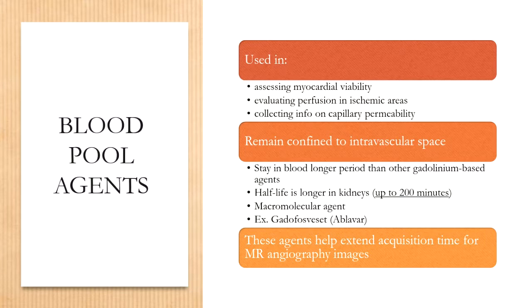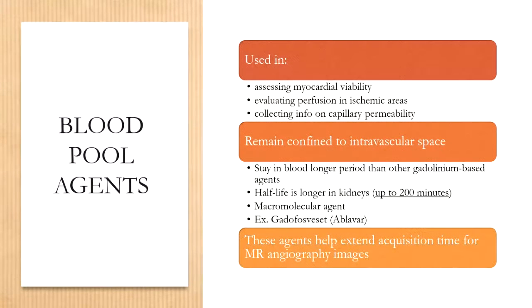any type of strokes or bleeding, as well as any kind of permeability issues with capillaries. So blood pool agents actually stay in the intravascular space, and they stay there longer periods of time than gadolinium-based agents. Their half-life is a lot longer in the kidneys, for instance. It takes about 200 minutes to reach the half-life, longer than other T1-based imaging agents. It is a macromolecular agent, which means that it is in a circular molecular composition. And one of the most common ones that you'll see is Ablavar, or gadofosveset.